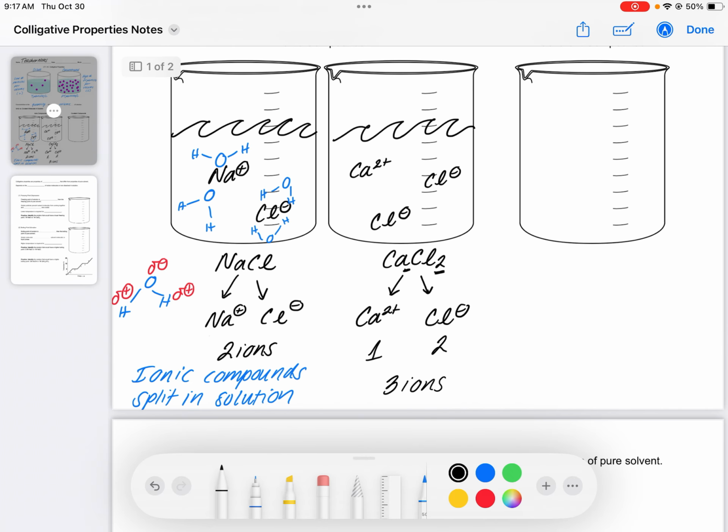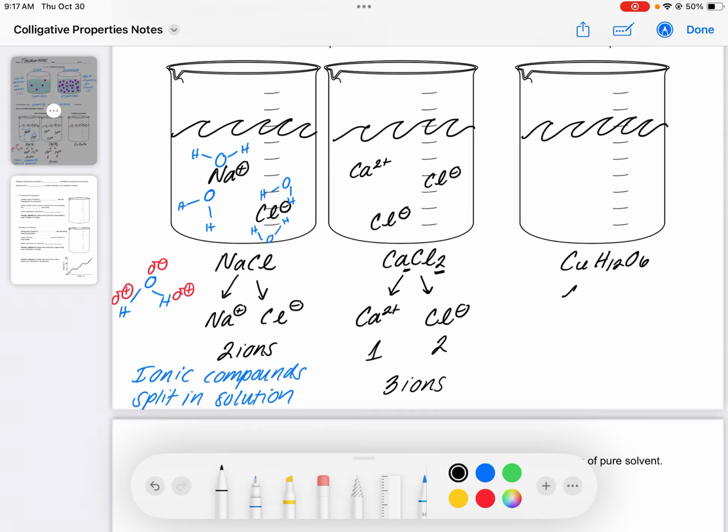When looking at covalent compounds, in a covalent compound, there are covalent bonds. Electrons are being shared, and so those bonds do not split up when they go into solution. An example of a covalent compound is one like this. It is between all nonmetals. This is actually the compound for glucose.